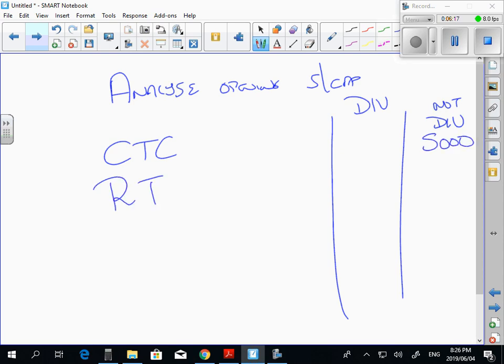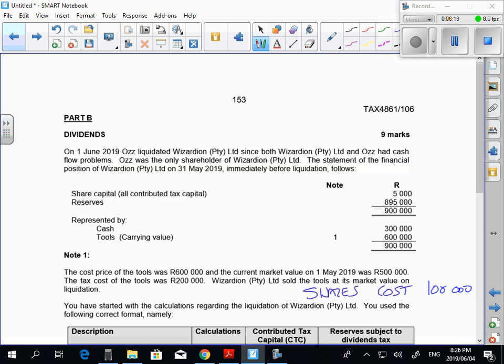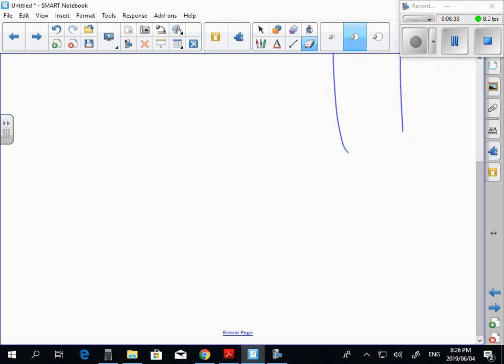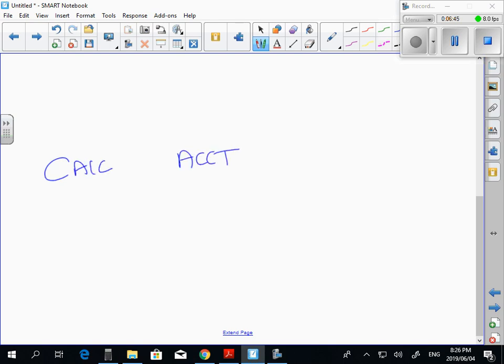And then you've got your retained income, guys. Where would you put your retained income? Is it a dividend or not a dividend? It is a dividend. Are you guys comfortable with that? And then what did I do, guys? I said we're going to carry on filling in stuff on this table, but essentially there's two things that we're going to be required to do. Number one is we're going to have to calculate accounting profit. And the other thing that you're going to have to do is a tax calc.